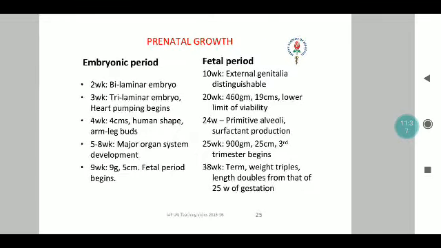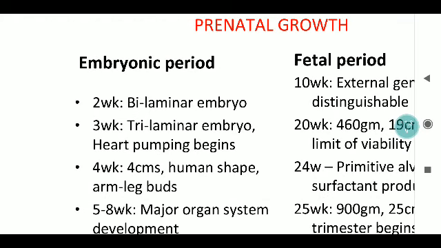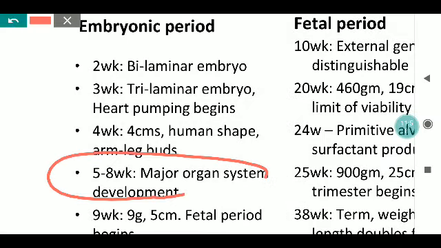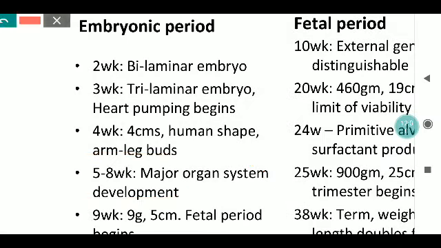Prenatally, if we consider the embryonic period, 2 weeks, you can remember it as 2 for bilaminar, 3 weeks for trilaminar, where heart pumping begins. At 4 weeks, the embryo will tend to be 4 centimeters and does take shape as a human with arm and leg buds. Between the 5th to 8th week is where maximum development of all the organ systems occurs, and this is where the effect of teratogens will be maximum, 5th to 8th week.